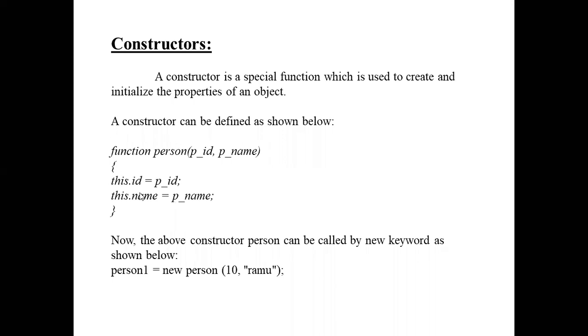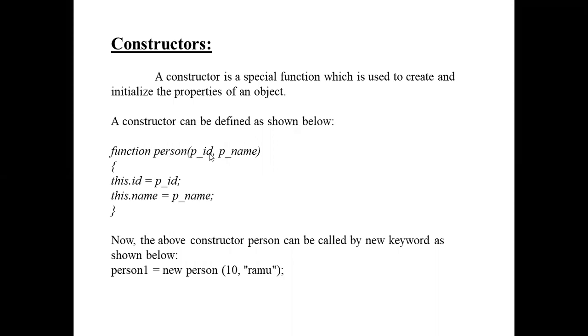So this one is the constructor definition. Once again, I repeat that a constructor is used to create and initialize the properties of an object. A constructor has the same name as the object. A constructor can be called by using the keyword new. And a constructor can reference the properties of its object. Here ID and name are the properties. A constructor can reference the properties of its object using the this keyword. So this is the definition of the constructor.